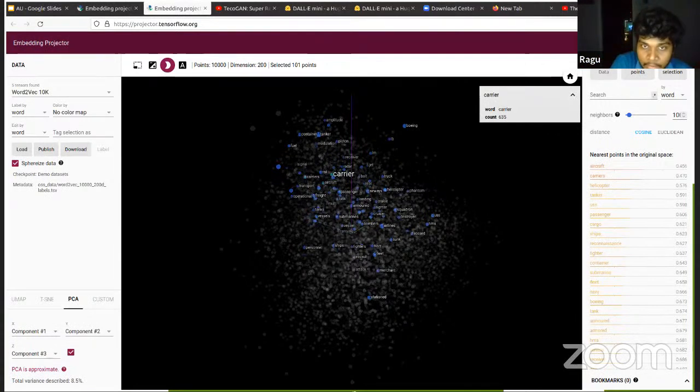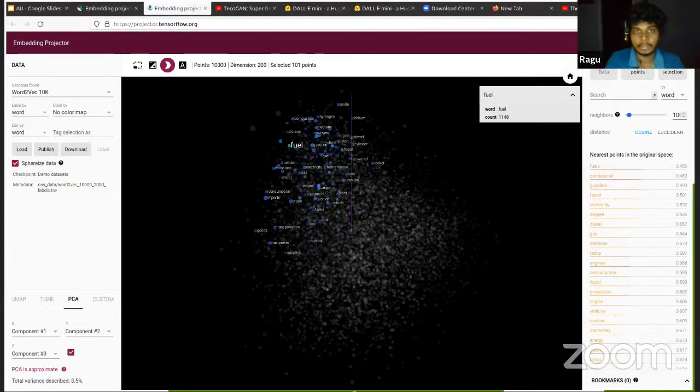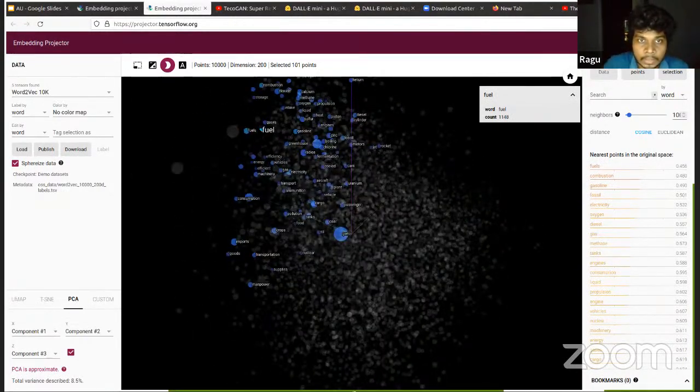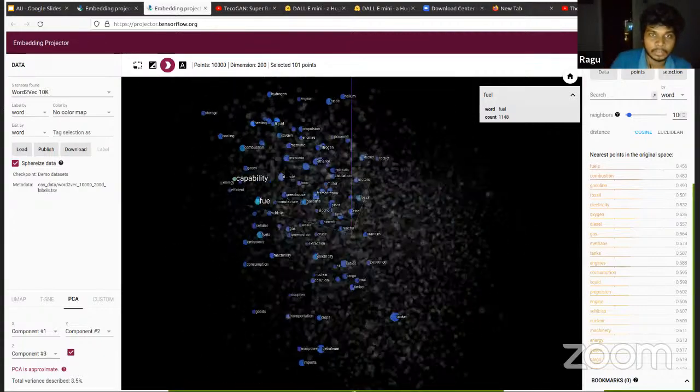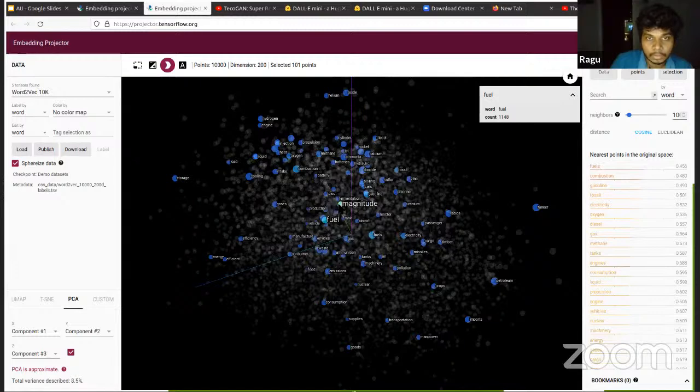So if you see something like, okay, we'll take fuel. If you take fuel, you see gases, gasoline, greenhouse gases, radio, efficiency, vehicle. So fuel is related to all these words. So what we normally do in deep learning is we just split data which has similar meaning. Okay, that's how we do it. So this is a small example. I just wanted to show this.